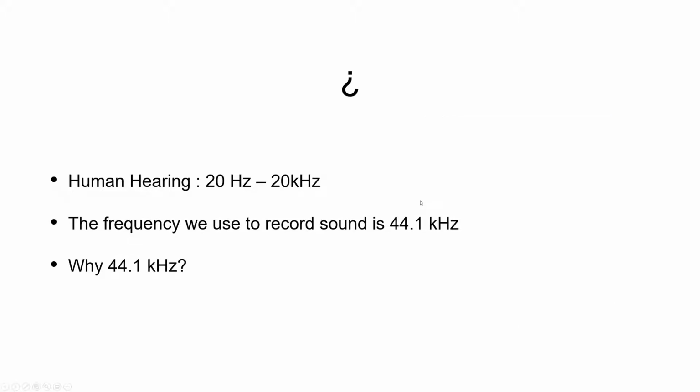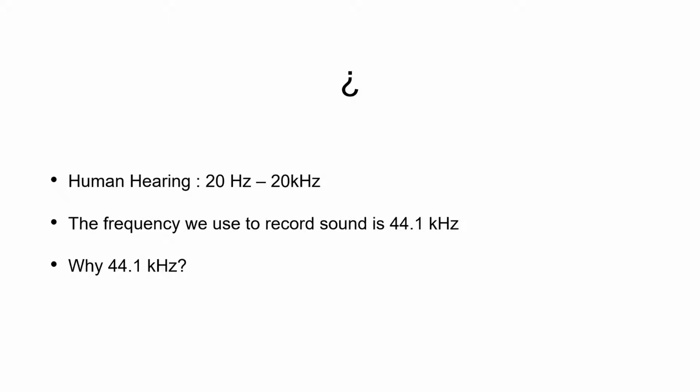Okay, the human hearing range is from 20 Hz to 20,000 Hz, which is 20 kHz, meaning that if the frequency of sound is below 20 Hz or above 20,000 Hz, then we humans could not hear it at all. After all, we are not bats, not even the Dark Knight, Batman. The frequency we use to record sound is 44.1 kHz, meaning that we record an excerpt of sound 44.1 thousand times every second. That is a whole lot of dots, isn't it?